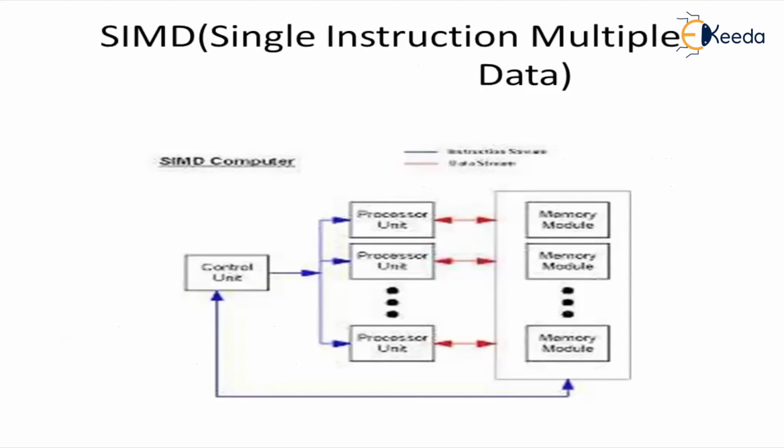So this is the architecture of a SIMD processor. When you look at this, it has a control unit which is connected to the processor unit, and the processor unit is connected to the memory. The bidirectional data stream flows from the processor unit to the memory, while the connection from the control unit to the processor unit is unidirectional. The control unit and the memory unit are interlinked with each other, and they process the instructions simultaneously.